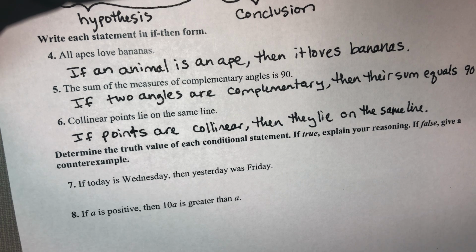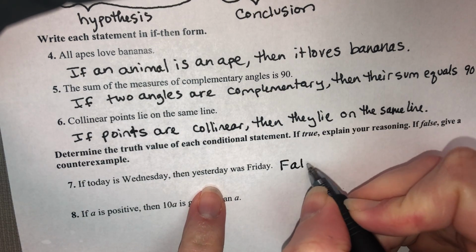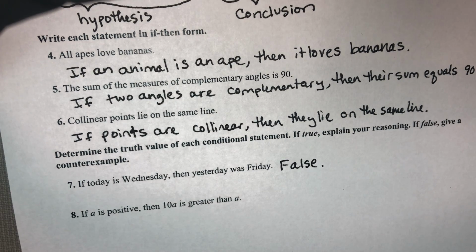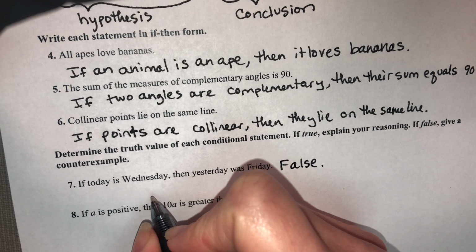Number 7 says, if today is Wednesday, then yesterday was Friday. So what do you think? Is that a true statement or a false statement? If today is Wednesday, then that means yesterday was Friday? I don't think so. That's a false statement. So we need to explain our reasoning. If today is Wednesday, then yesterday would be Tuesday, because Tuesday comes before Wednesday.